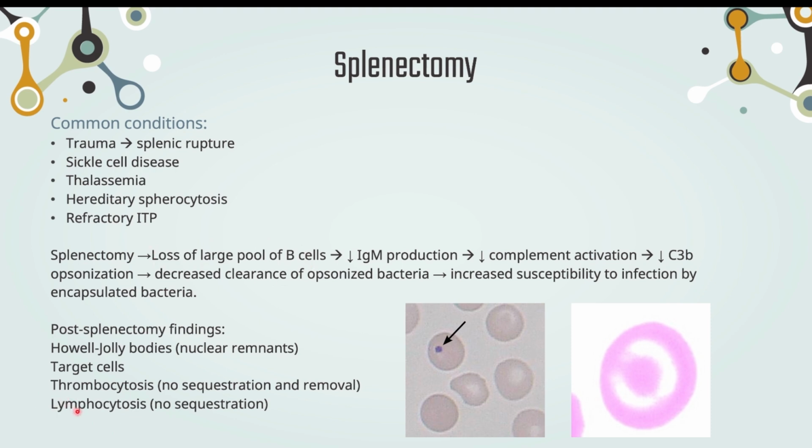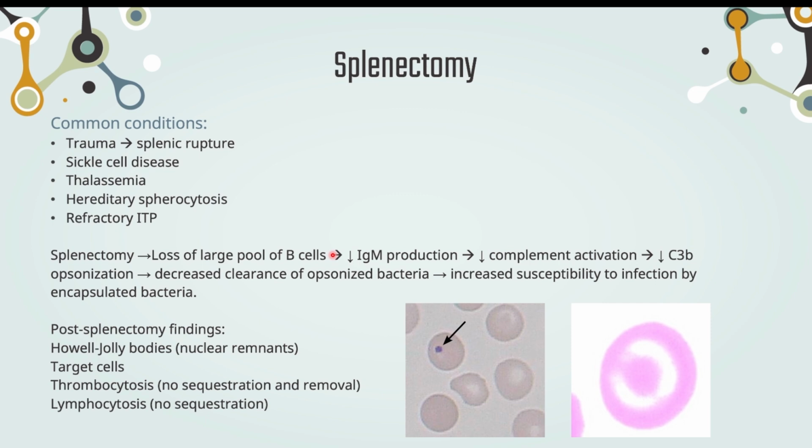saying there'll be lymphocytosis. You need to understand that this loss of large pool of B cell is loss of large pool of active B cells. In the blood, you don't have active B cells. They are mature B cells, but they are not active. The activation occurs in the spleen, all right?